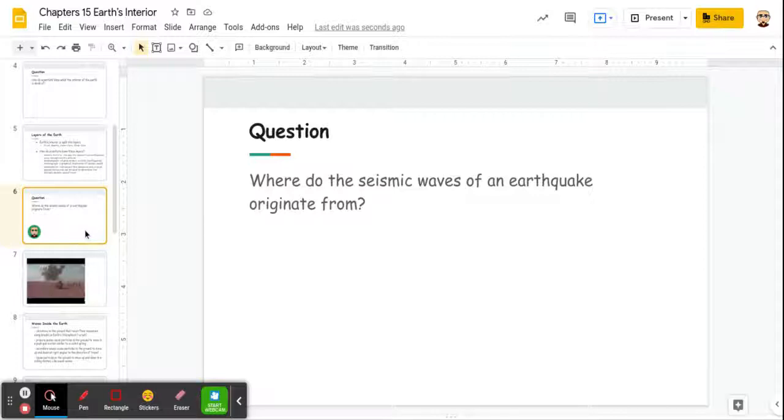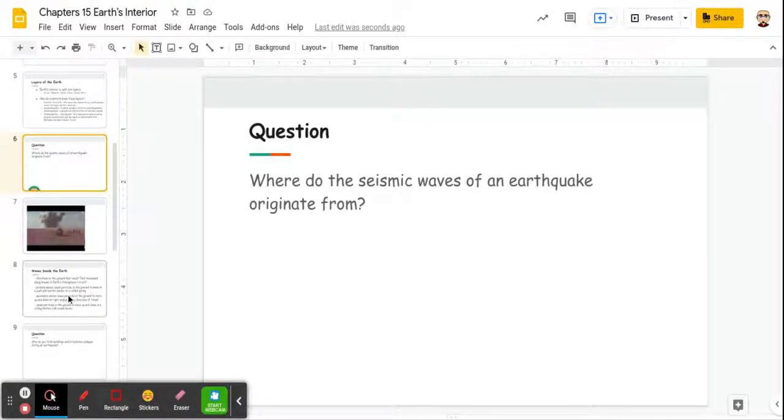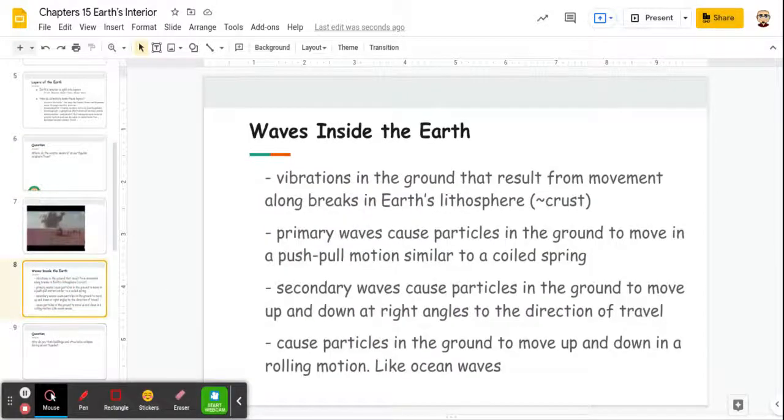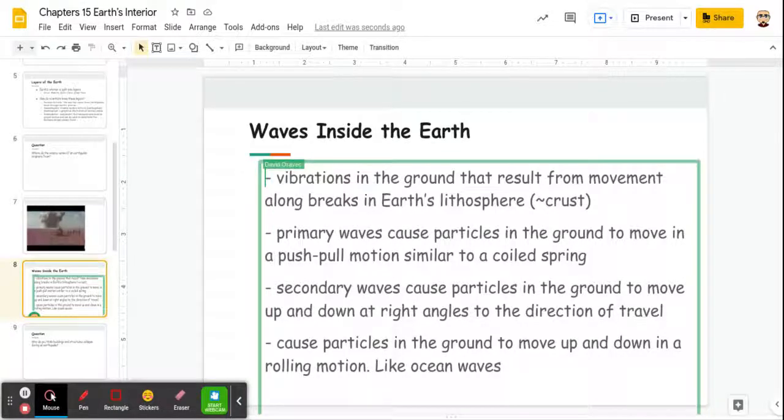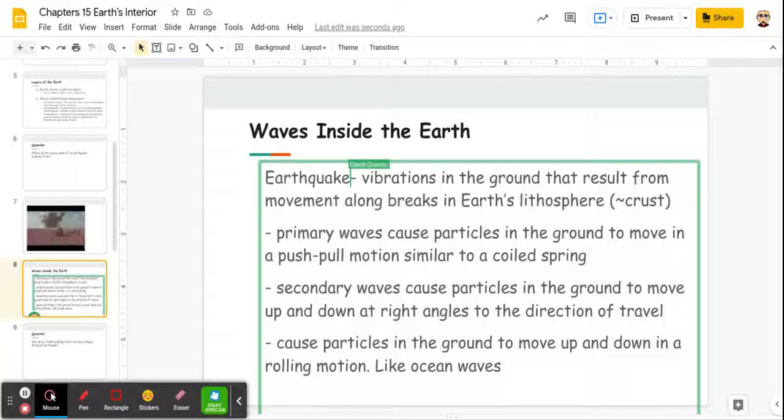So where do seismic waves of an earthquake originate from? Well, just like if I went out to a backyard or my pool or a pond or a puddle and threw a rock in there, it's going to make a splash. It's going to make a wave. So when earthquakes happen, they make a splash, they make waves, and it sends out these waves in all directions. So vibrations in the ground, that's an earthquake. It results from the movement of breaks along Earth's crust.